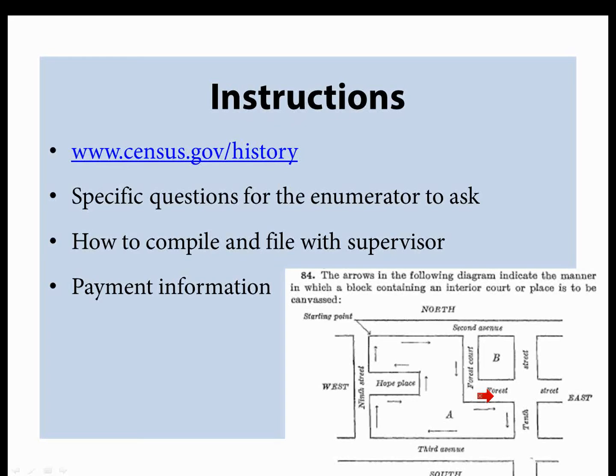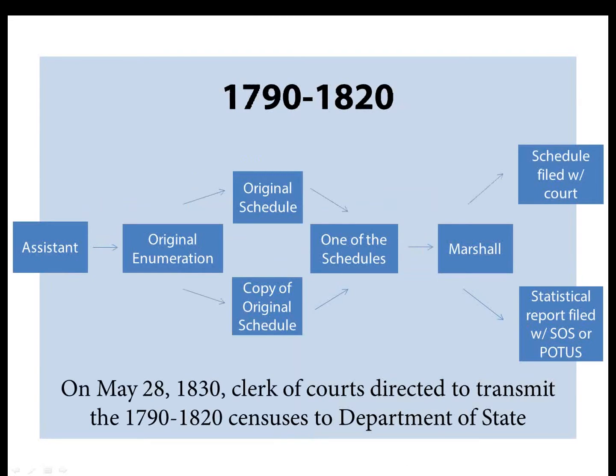But as far as we're concerned, the census instructions gave information on how to compile and how to file. So in 1790 to 1820, there was a multi-step process to filing the enumeration. The assistant, or enumerator, would take the original enumeration and make a copy. They would hang the original enumeration and a copy of that schedule in two of the most public places in town. That was so the folks in town could double check the census taker's work and make any corrections if necessary.